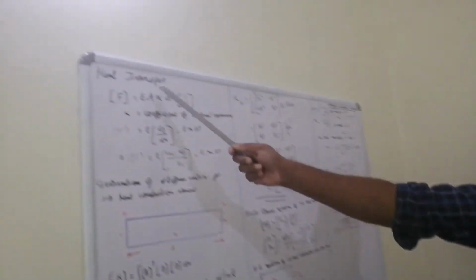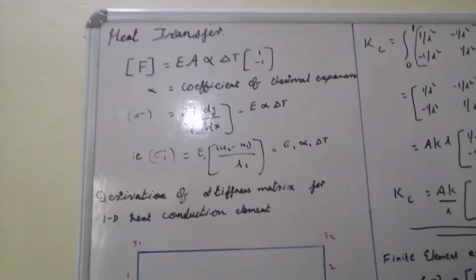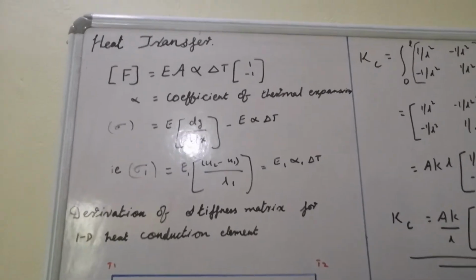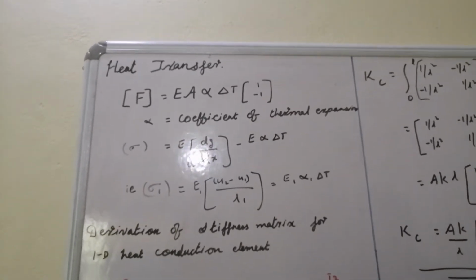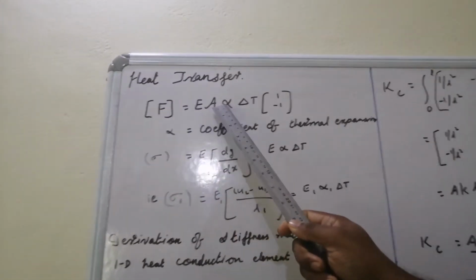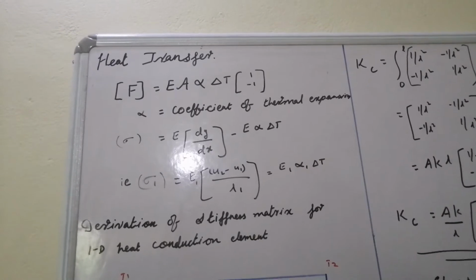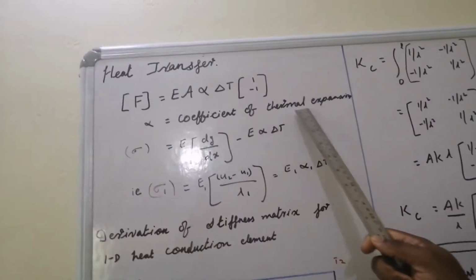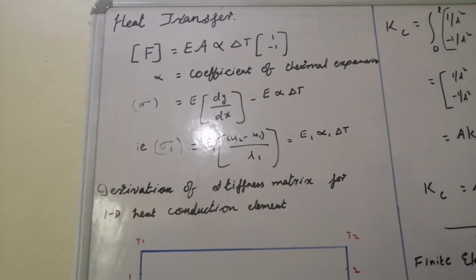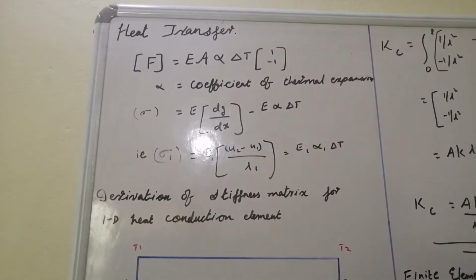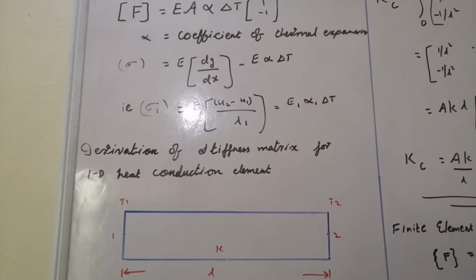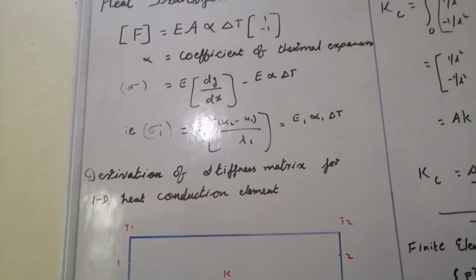Here we have heat transfer, that is, we are dealing with the derivation of how to solve finite element problems when heat is transferred. So in heat transfer, we know that the force F equals E A alpha delta T, where alpha is the coefficient of thermal expansion. Coefficient of thermal expansion means how the shape of an object changes when the temperature is rising or varying. That is what we call the coefficient of thermal expansion.